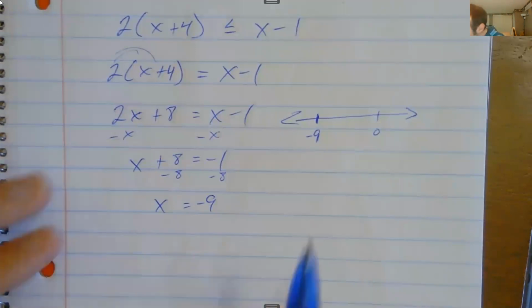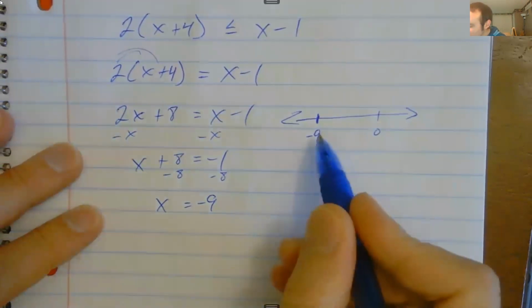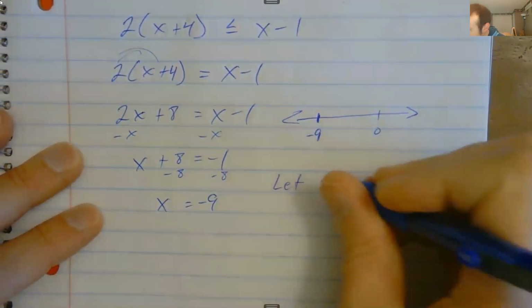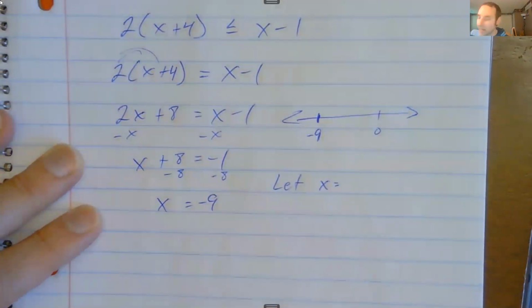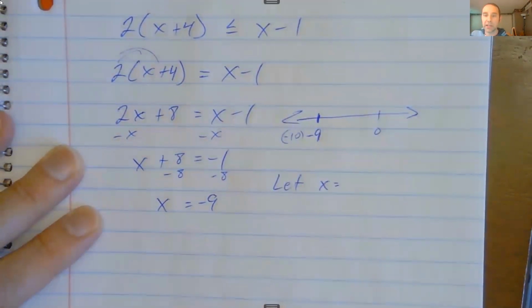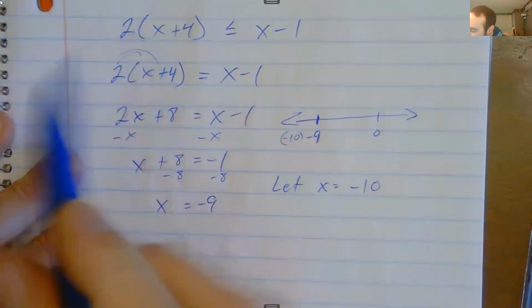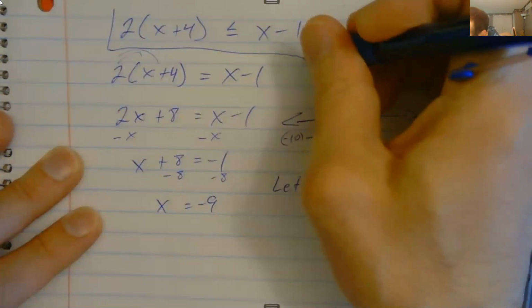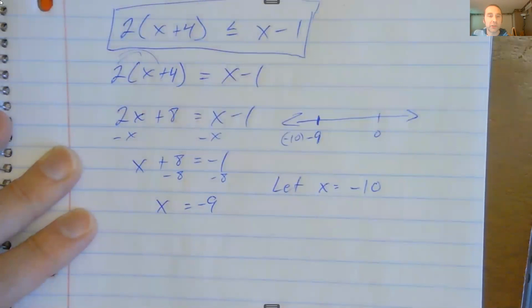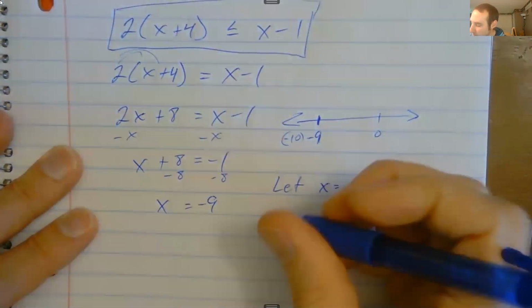Okay, so I'm going to try something. Let's let x equal something to the left of negative 9. Negative 10 seems like an easy to plug in value. I'll put negative 10, that's to the left of negative 9. So we're going to let x equal negative 10. So I go back to the original inequality, not the equation, because I want to find out, do I get a true or false statement when I plug in negative 10? So here we go.